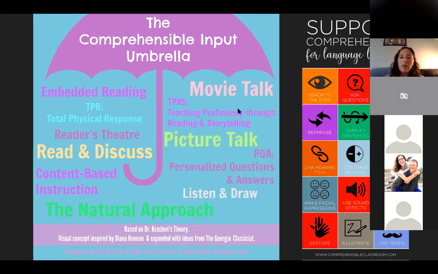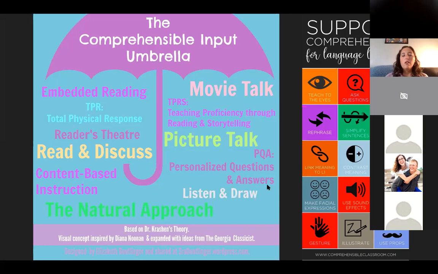We have movie talk and picture talk, which I'm going to talk about. Those are some of my favorites. And TPRS, teaching proficiency through reading and storytelling. This is where students have access to class novels. They can read stories and practice telling stories about things they have discussed in class. PQA, personalized questions and answers. I have some examples for those, but basically the topic is going to revolve around the student responses. And listen and draw, I have a couple examples of those too.